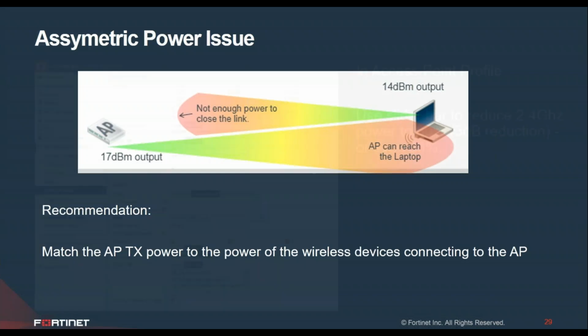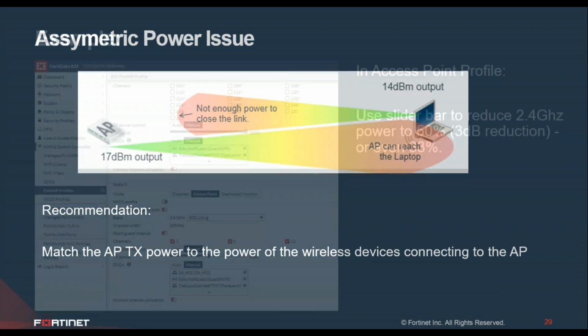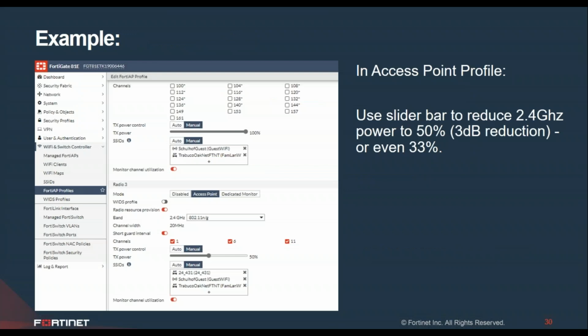This is done, again, through the access point profile, and you'll see that there are simple slider bars. So you can leave the transmit power at manual, and then if you want to make a 50% cut on the power, you just slide the TX power bar over to 50%. I recommend cutting the 2.4 gigahertz power down to 50%, which is a 3 dB reduction, or maybe even down to 33%. This has the additional benefit, not just of balancing power between the access point and the wireless device, but it also makes the 5 gigahertz radio look more attractive in signal strength versus the 2.4. So you get multiple positive benefits from doing small reductions in the transmit power on the access point radios.